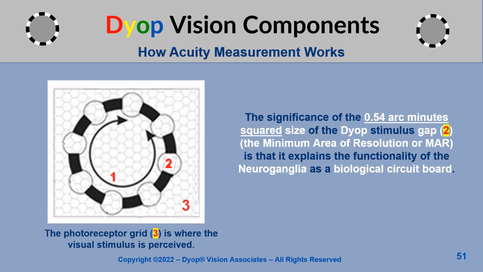The significance of that 0.54 arc-minute square size of the Dyop stimulus gap, otherwise known as the minimum area of resolution, is that it explains the functionality of the neural ganglia as a biological circuit board.